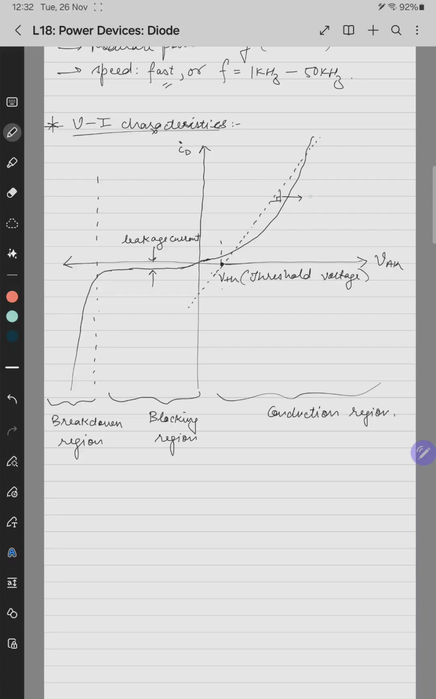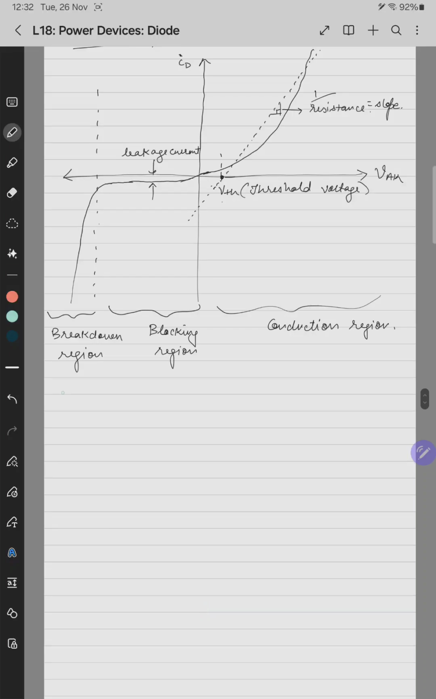is nothing but the resistance. Y by x means it is nothing but the inverse of resistance, 1 by resistance, this slope. So here, we can approximate the model of a diode in the conduction region to be a resistance with some threshold voltage.